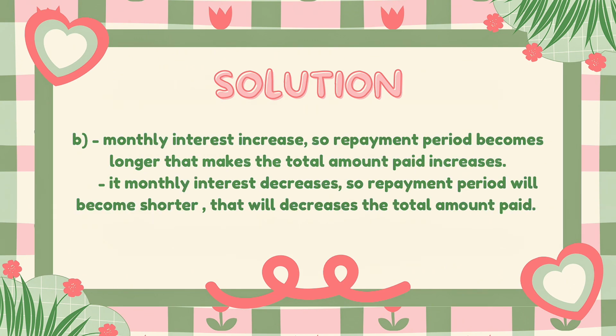For part B, if the monthly interest rate increases, more of the monthly payment goes towards the interest. This makes the repayment period longer, and the total amount paid will increase. On the other hand, if the monthly interest rate decreases, more of the repayment goes towards reducing the principal. This shortens the repayment period and reduces the total amount paid.